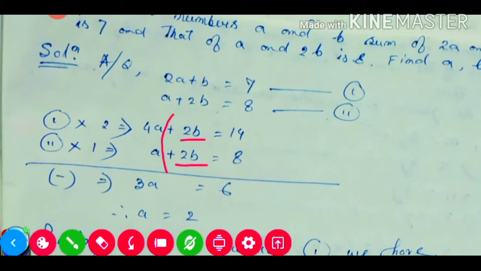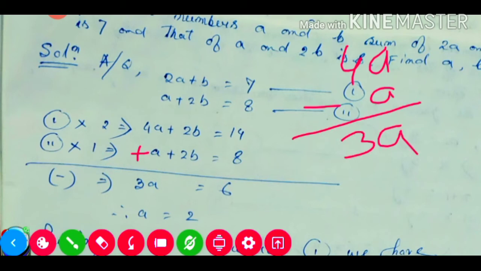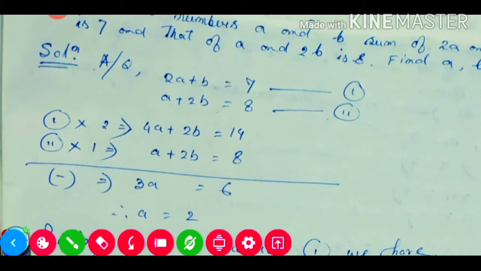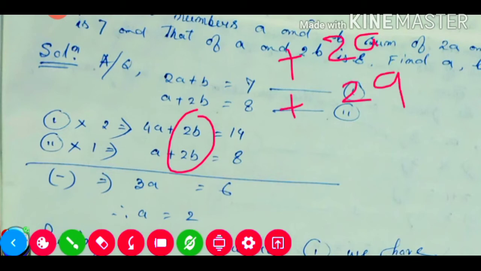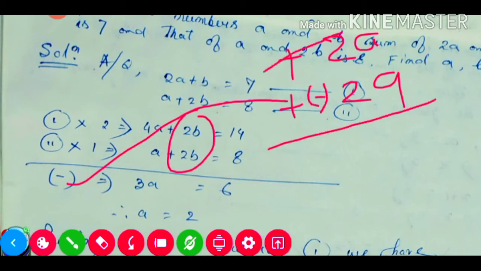Both our signs are equal. If signs are equal, that means we need to do minus. So we are doing minus. So if it is minus, that means this one is plus. Originally it is plus. So plus minus will now be minus. So 4a minus a. So it will be 3a. So 3a. And these two terms, the first one is plus 2b, the second one is also plus 2b. Now we are doing minus, so plus minus will be minus only. So this one is plus 2b, it is minus 2b, the same things will be cancelled.